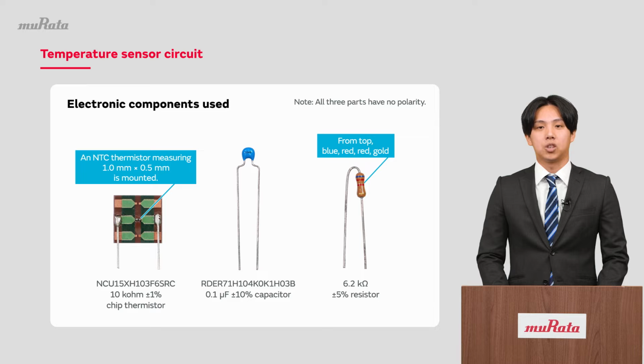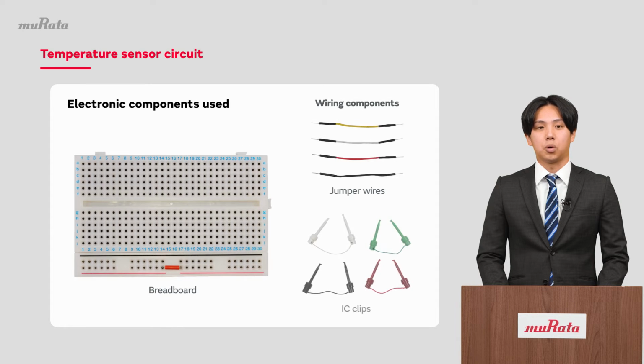We wire these components together on a breadboard to create the circuit. This wiring is also used to connect the breadboard to the evaluation board. The breadboard makes it simple to create circuits by connecting leaded components to the holes in the board.